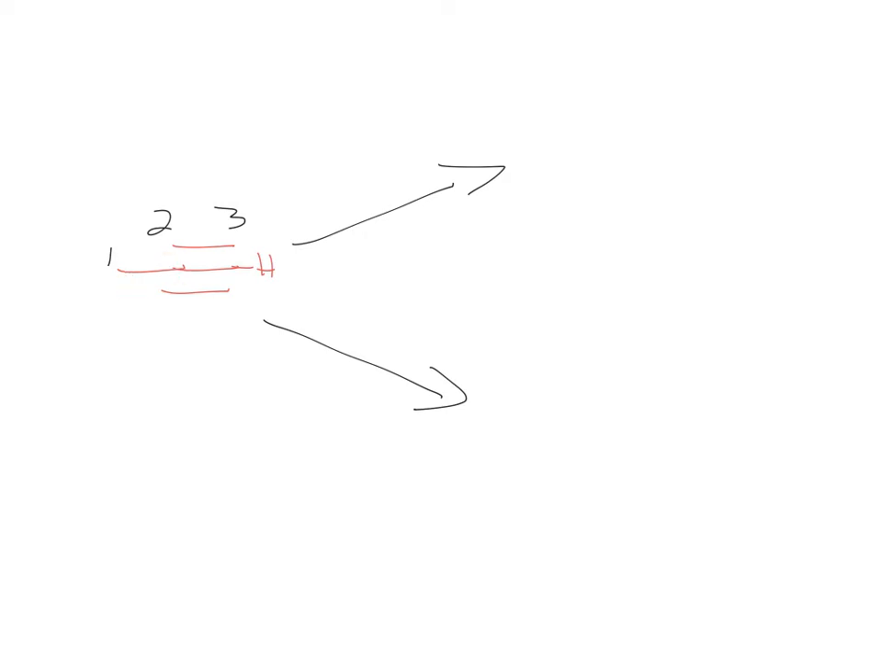Carbon 2 is bonded to 2 other carbons. Carbon 3 is bonded to a carbon and an H. Right, so it's a terminal alkyne. So they're different. Now there's two. You should be able to make different things from this.